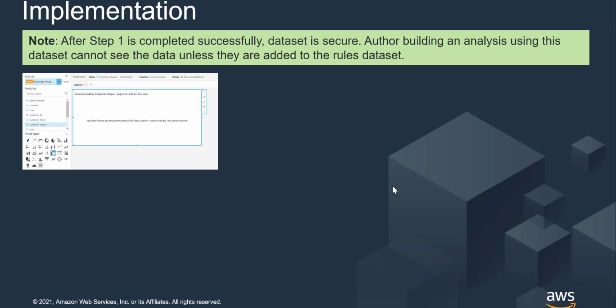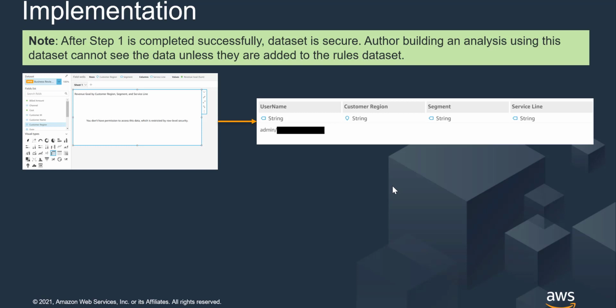The warning they see is you don't have permission to access this data, which is restricted by row level security. But this is not helpful because when authors are authoring the dashboard or an analysis, they need to see the data as they're building out the visuals or the dashboard. So you will have to add the author separately as a named user access using the rules dataset and assign this rules dataset to the original dataset. I will actually walk you through how to do this.